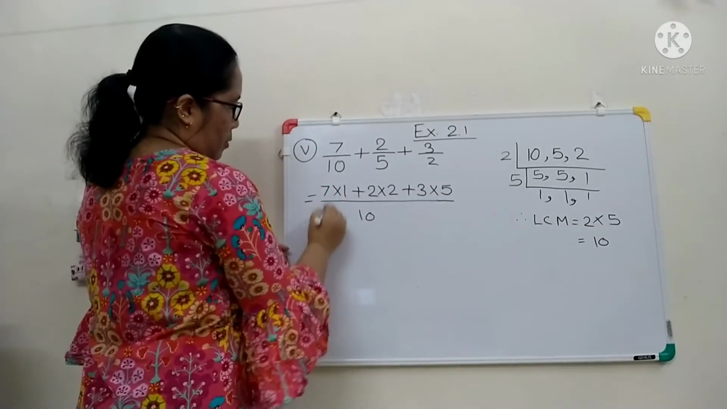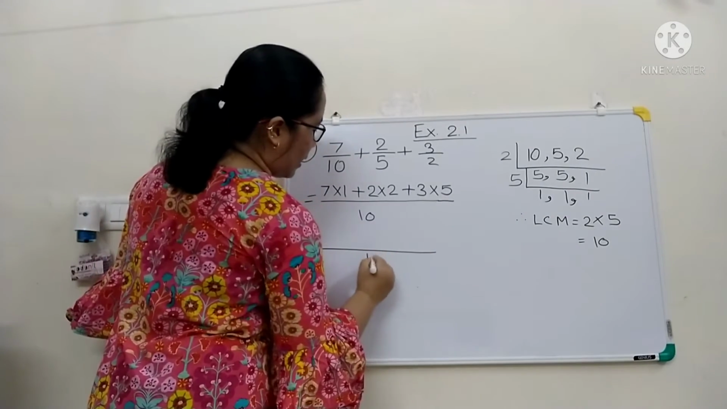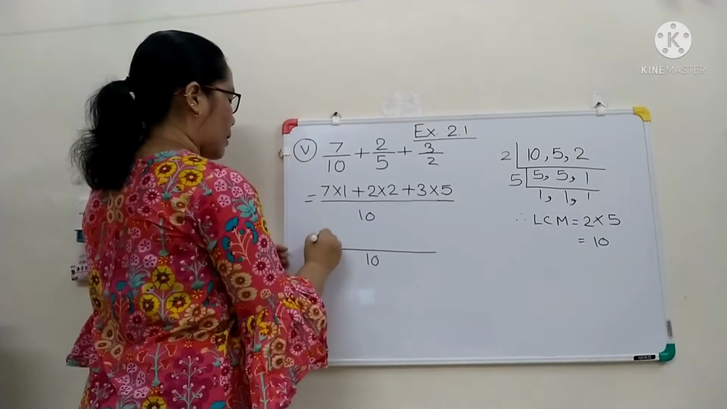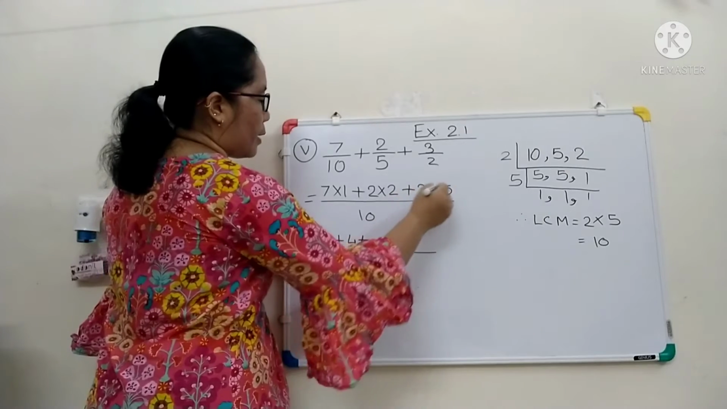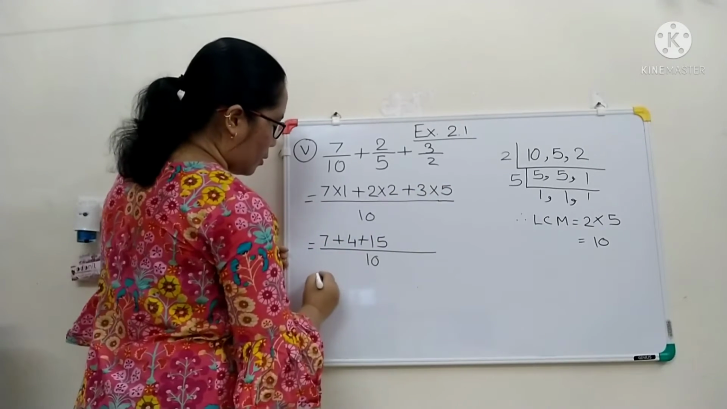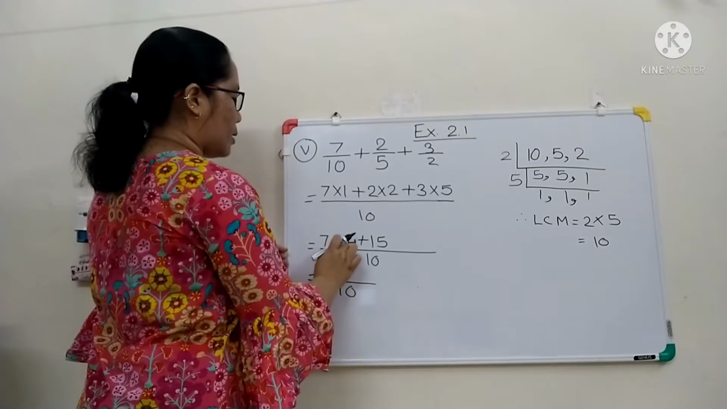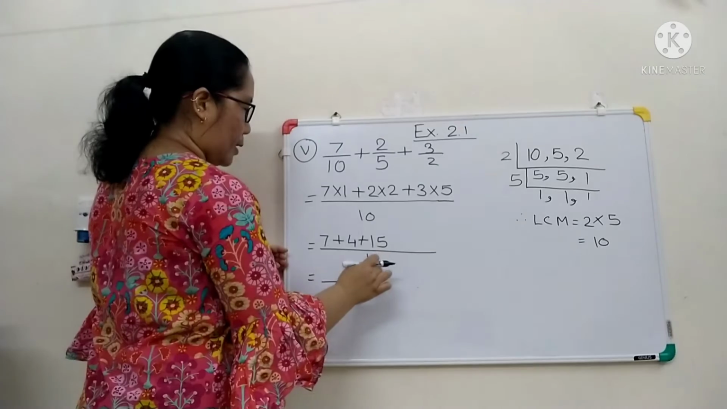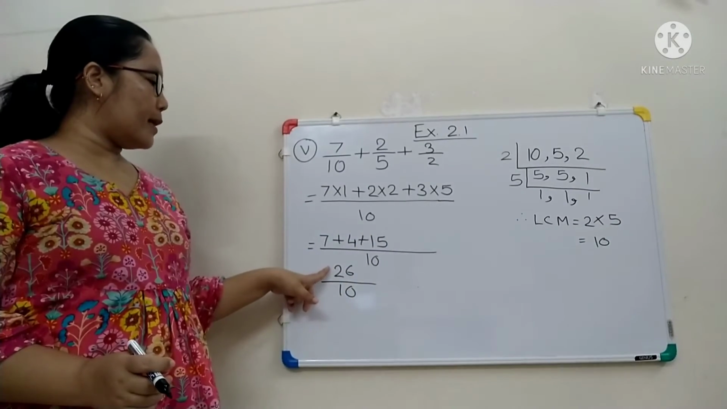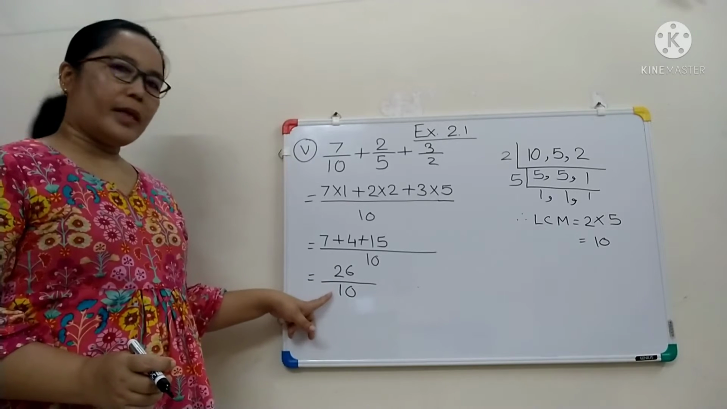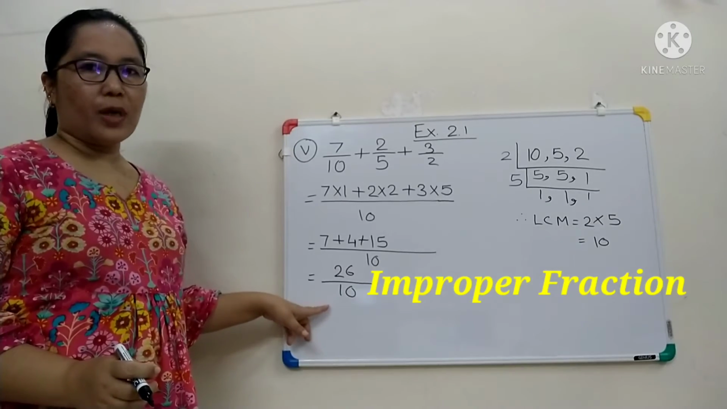Okay. So again, take the denominator 10 the same. Then 7 1s are 7 plus 2 2s are 4 plus 3 5s are 15. So how much will be the result? 10. So 7 plus 4 is equal to 11. 11 plus 15 is equal to 26. Since the numerator is the larger number and the denominator is the smaller number, it is an improper fraction. So we have to convert it into a mixed fraction.